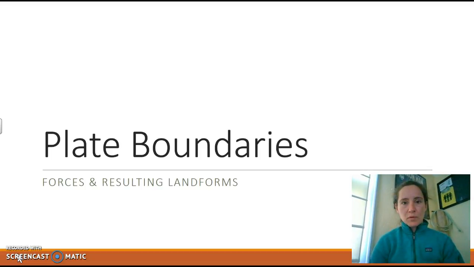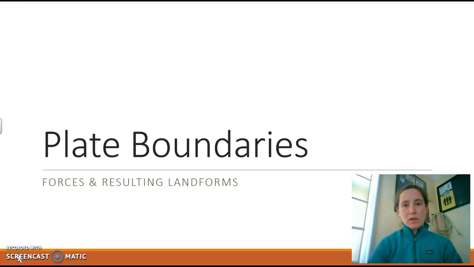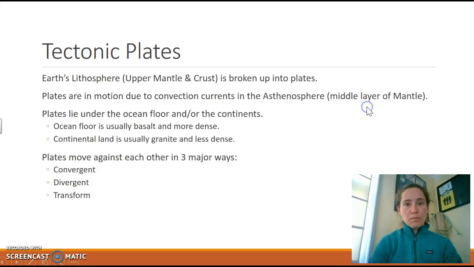And I was looking at the papers from this week, realized that with the test coming up next week, we haven't exactly mastered some of the stuff that's going to be on the test related to plate boundaries and the different landforms. So, just a quick review of those for you.